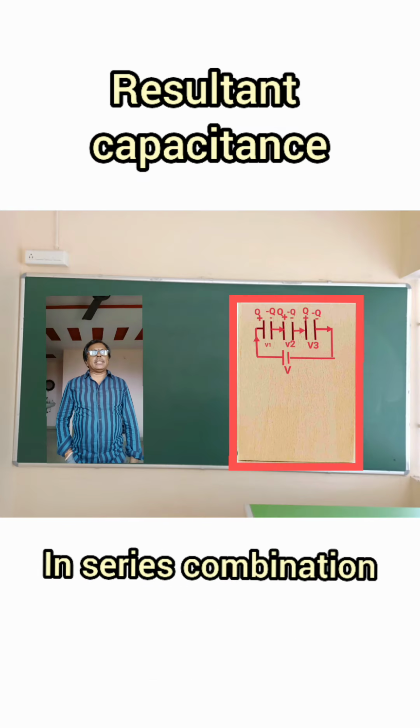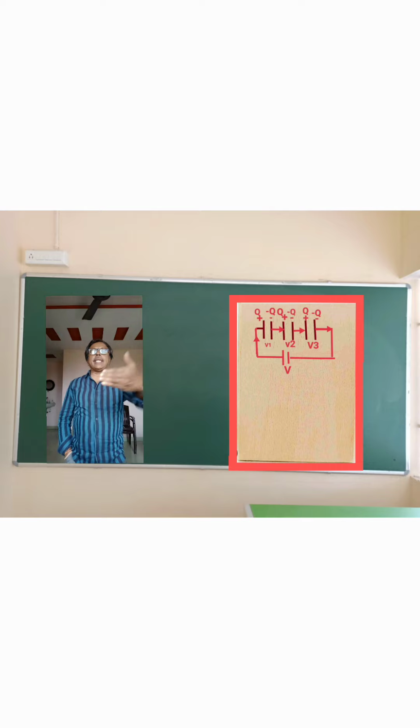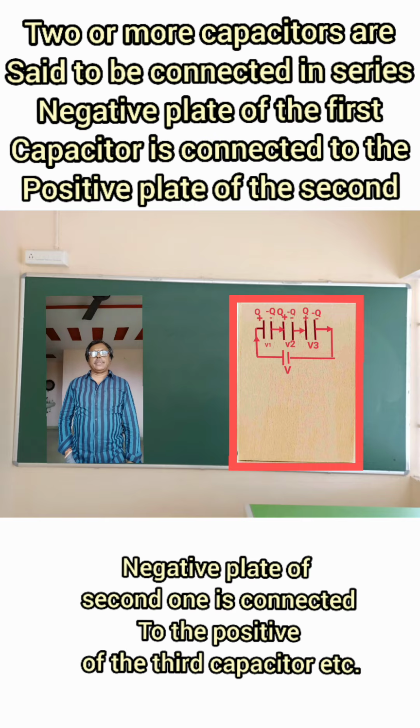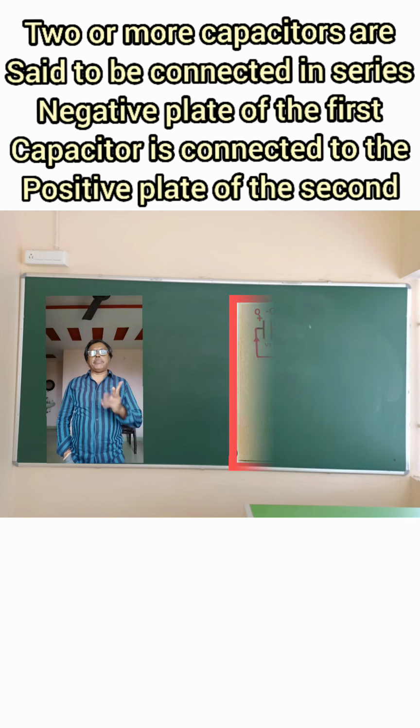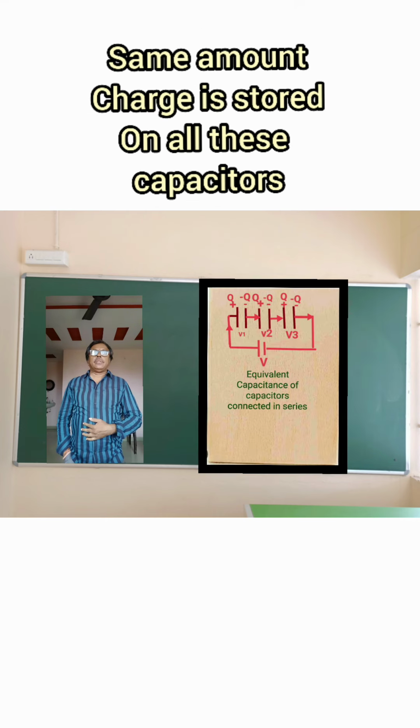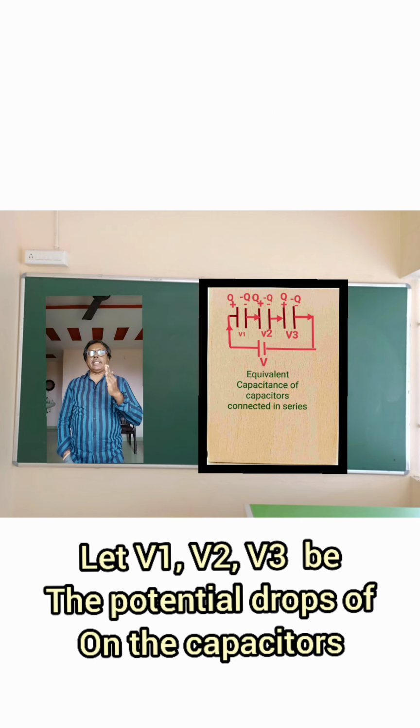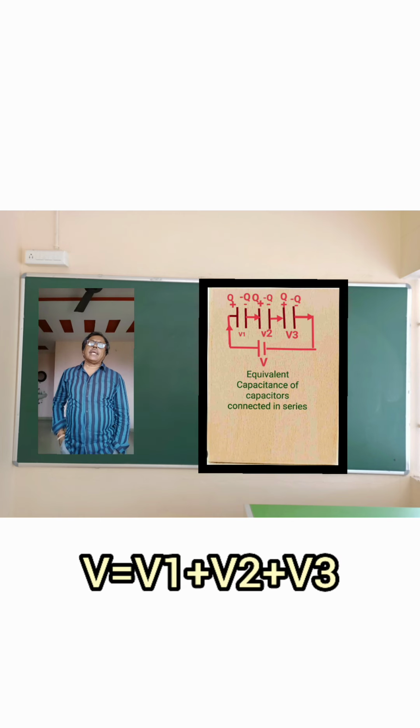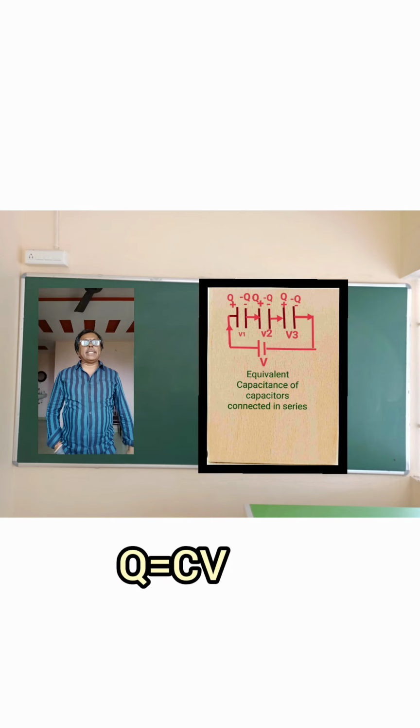Capacitors are said to be connected in series if each capacitor stores the same amount of charge but has different voltages. Let the voltages of these three capacitors be V1, V2, V3 respectively. In a series combination of capacitors, the total potential drop is equal to the sum of the potential drops on the capacitors. So V is equal to V1 plus V2 plus V3.